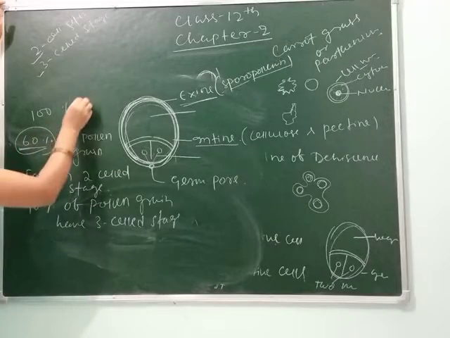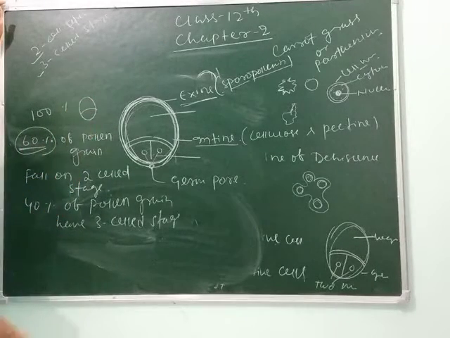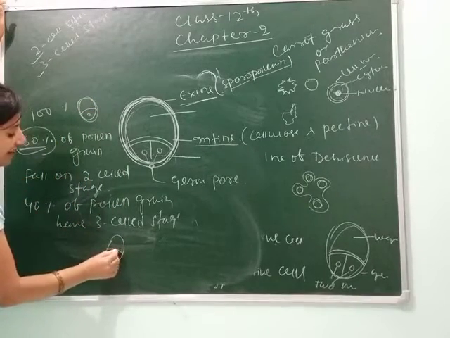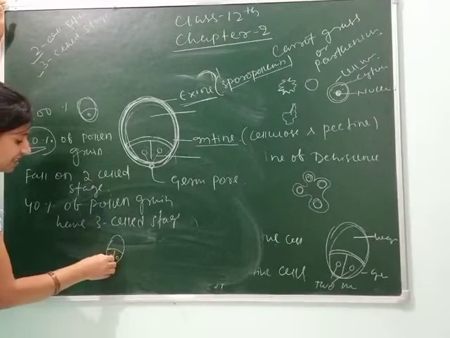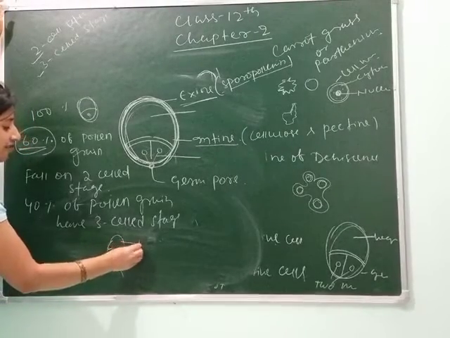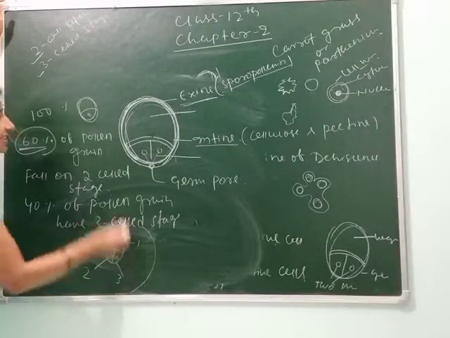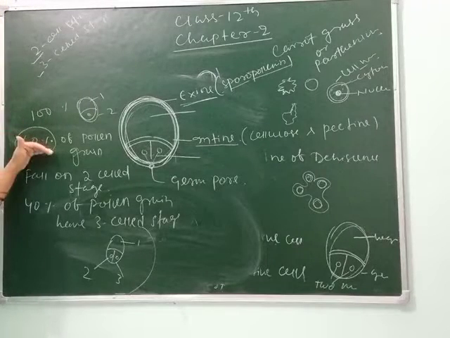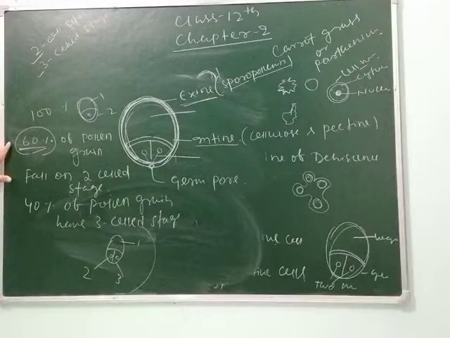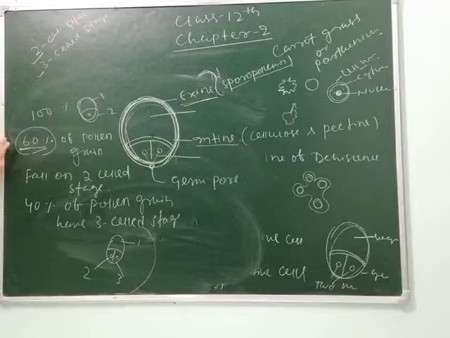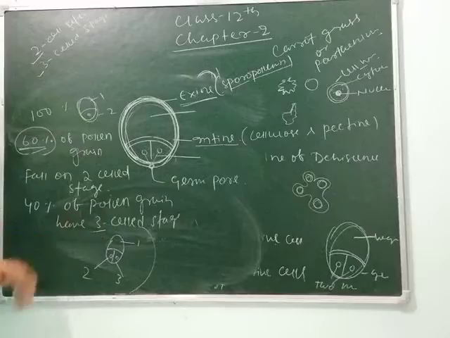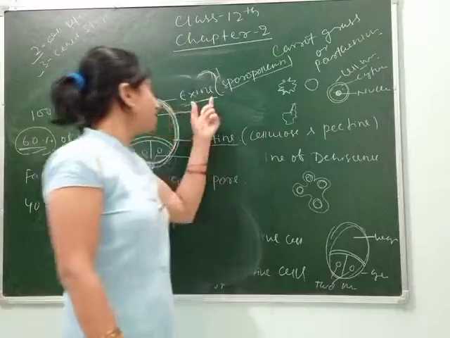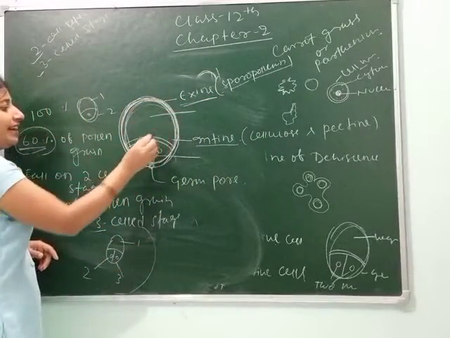It means 60% of pollen grains have only the vegetative and generative cell, clear? Whereas in the 3 cell stage, the generative cell has already divided, meaning here one cell and here one cell, 1 2 3, this is 3 cell stage, and this is 1 2, this is 2 cell stage. So out of 100% pollen grains, 60% fall on 2 cell stage and 40% fall on 3 cell stage.